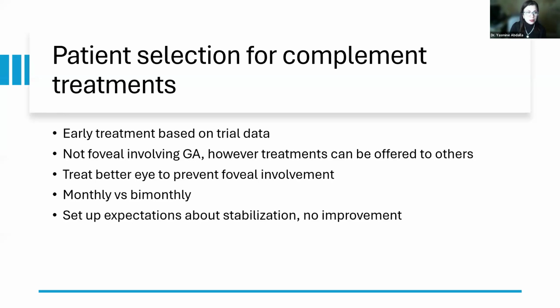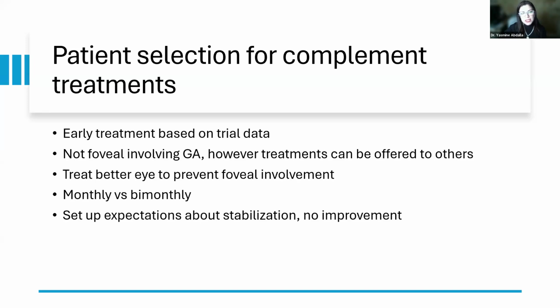And we could do it monthly or bi-monthly, depending on the agent. And there's lots of studies going on about that at the moment. And set up expectations that it is stabilization, not really improvement. And rather than stabilization, it's progression at a slower rate, to be more accurate.